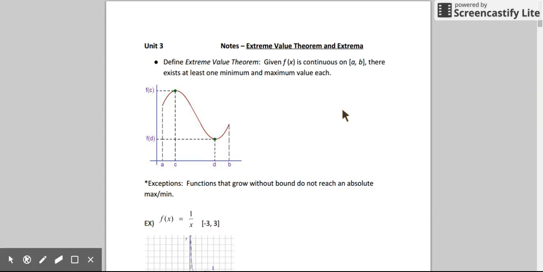In this video, I'm going to be explaining what the extreme value theorem is and what extrema are. The extreme value theorem simply states that if a function is continuous on an interval, there must exist at least a minimum value and a maximum value.